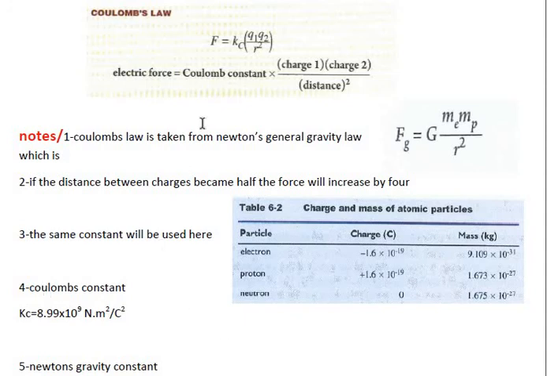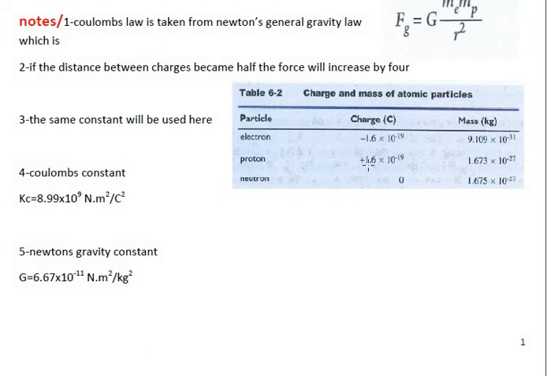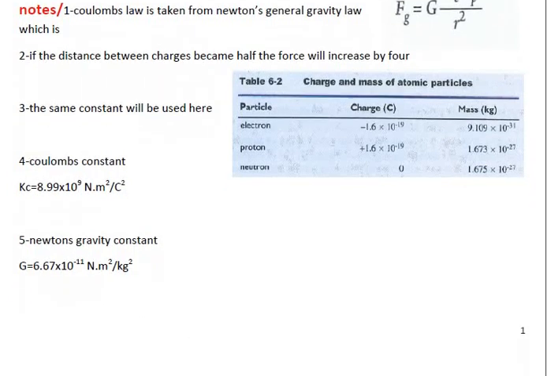And in this rule we have Kc, Coulomb's constant. We will use the same constant here, 8.99 times 10 to the power 9 Newton meter squared per Coulomb squared. The fifth note says Newton's gravity constant, which was used here, is G, which is 6.67 times 10 to the power minus 11 Newton meter squared per kilogram squared.